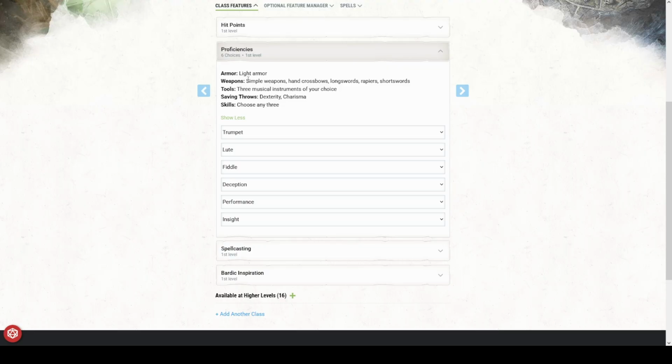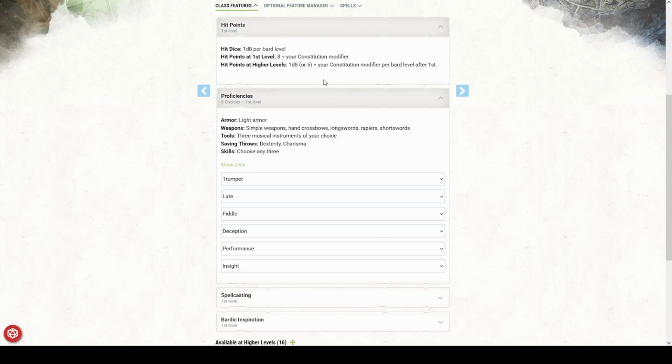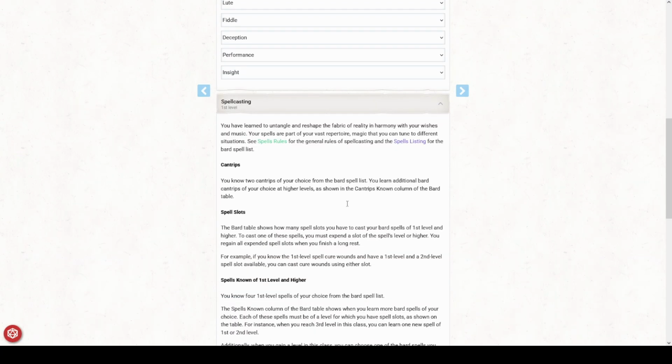They have proficiency with simple weapons, as well as hand crossbows, long swords, rapiers, and short swords. That means they can use those weapons in addition. They have light armor, and they have a D8 hit dice. They have spellcasting. This is fun.